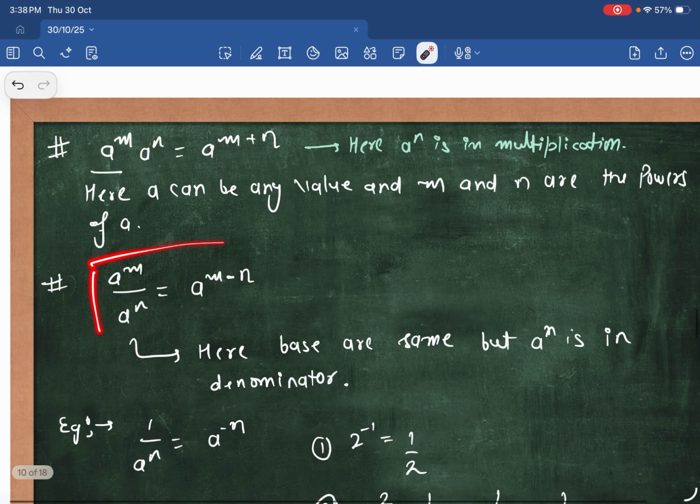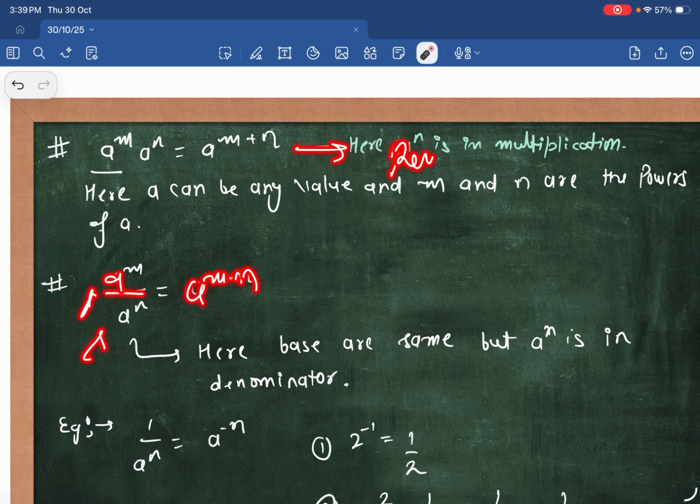And for this one, a to the power m over a to the power n, here a to the power n is in the denominator, whereas before a to the power n was in multiplication. You have to remember this. If a to the power n is in the denominator and the bases are the same, we can write a to the power m minus n. So these are the formulas that you have to remember. These are important formulas for your unit test.